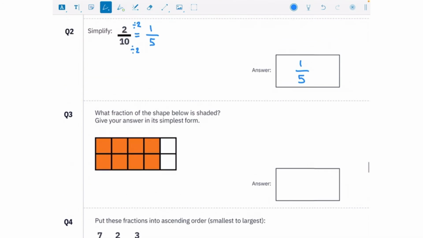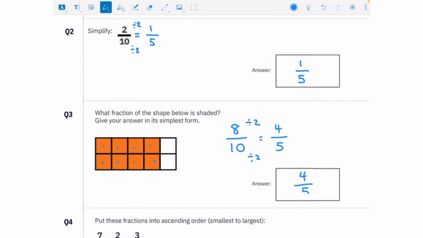Question number 3. What fraction of the shape below is shaded? We've got 1, 2, 3, 4, 5, 6, 7, 8 shaded out of 10 squares altogether, and we can simplify that because they're both in the 2 times table. So dividing by 2, we get 4 over 5.